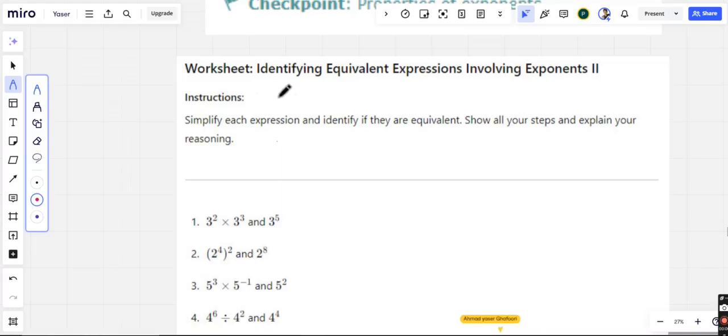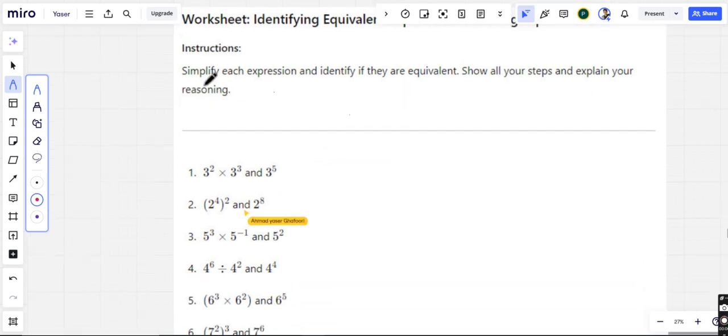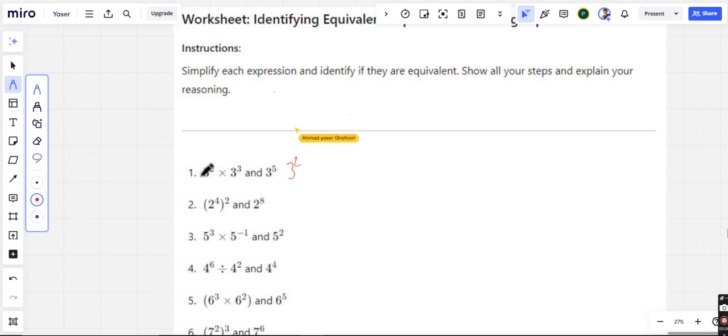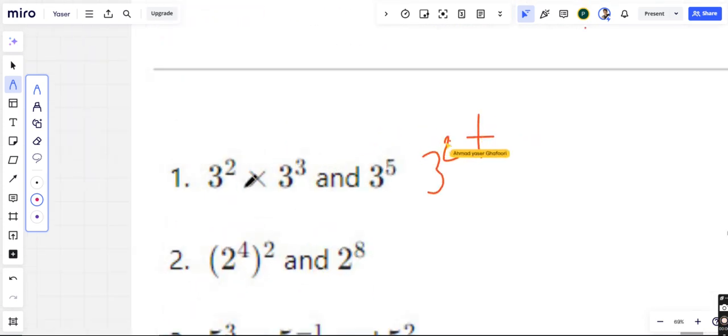Okay, dear. So today we are going to practice identifying equivalent expressions involving exponents. The instruction is to simplify each expression and identify if they are equivalent. Show all your steps and explain your reasoning. So in question number one, you check that 3 raised to the power 5.